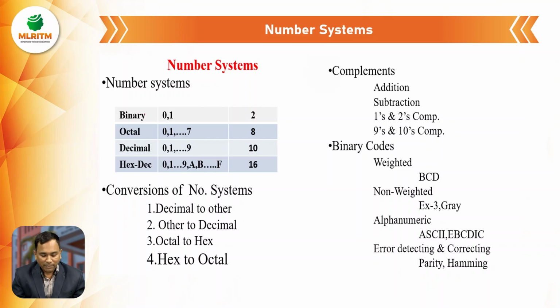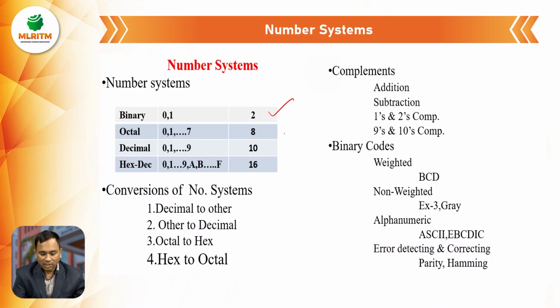In the numbering system, binary means that it has only two numbers, 0 and 1. Bi means 2. For that reason, we call 0 and 1 a binary system. So the binary system has only the numbers 0 and 1.